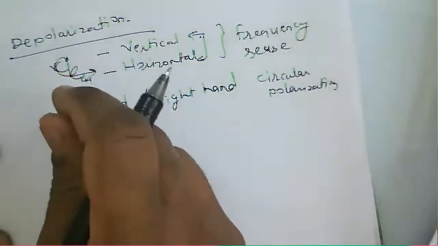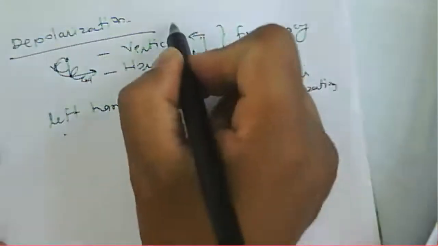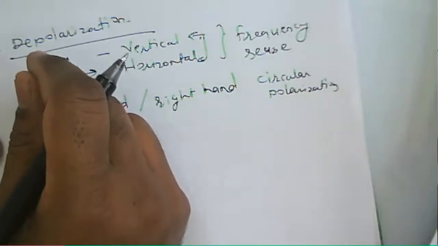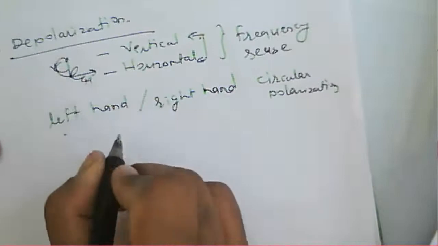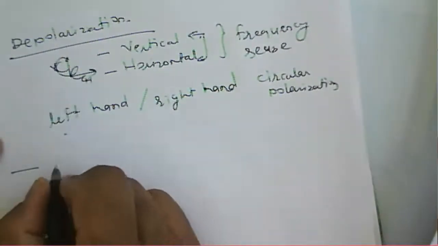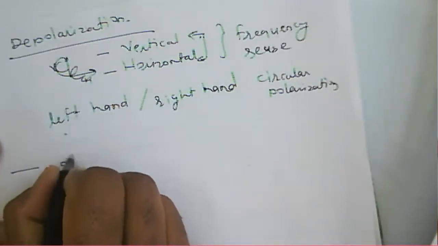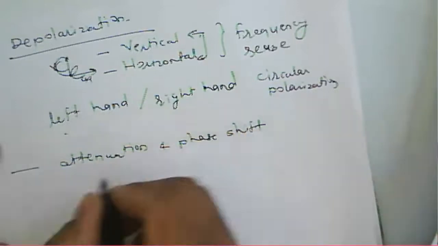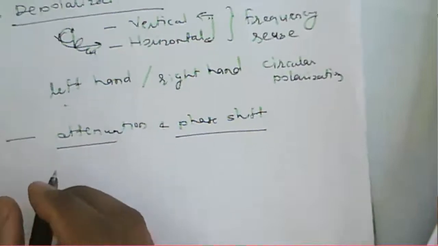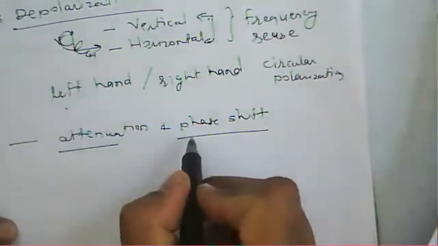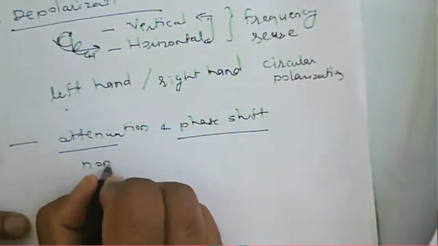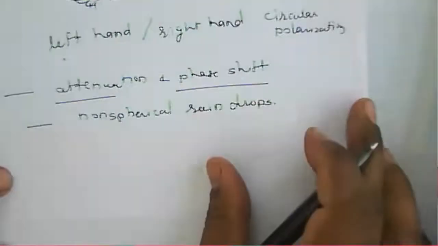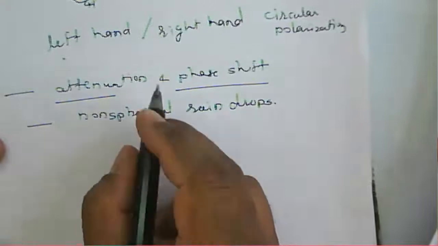If you consider vertical and horizontal polarization, we can use the same band. But depolarization means what? Depolarization takes place due to differential attenuation and phase shift, and that is caused by non-spherical raindrops. Depolarization means attenuation of a signal and variation in the phase shift, which occurs because of non-spherical raindrops. That is nothing but depolarization.